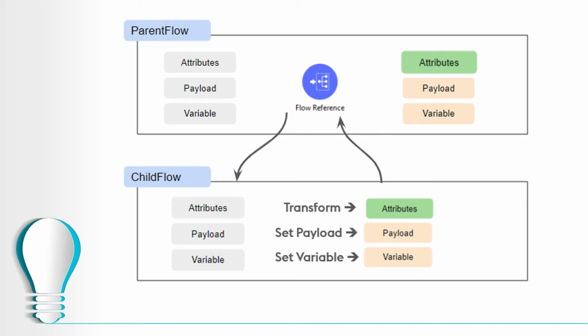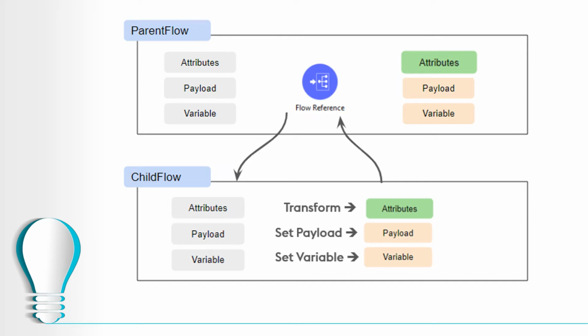So when you receive original attributes, payload, and variable, and you're using transform attribute, set payload, set variable, you're transforming and updating all these Mule event parameters. And when you're sending it back to your main flow reference, all these three will be updated. So here, if the question asks if your original attributes or original payload is accessible, your answer would be no.